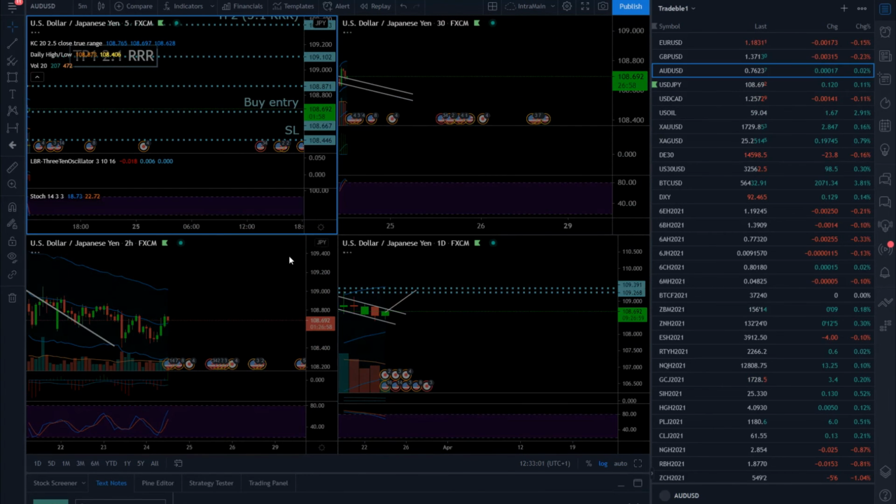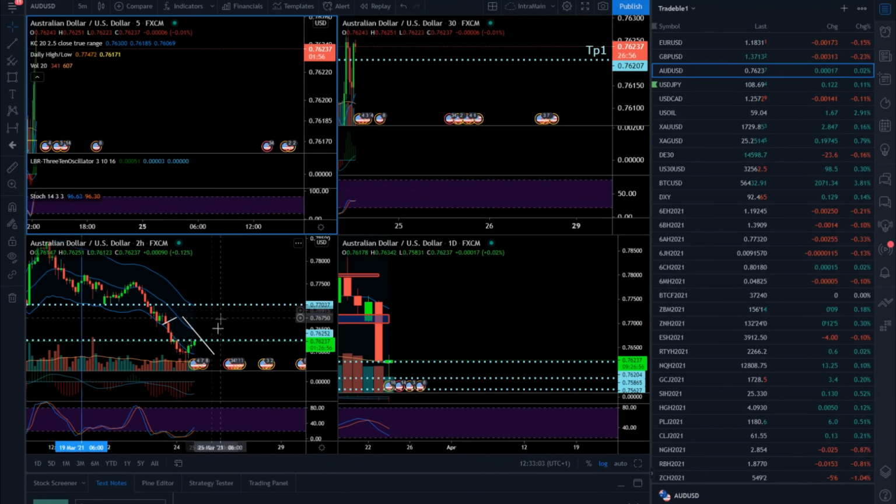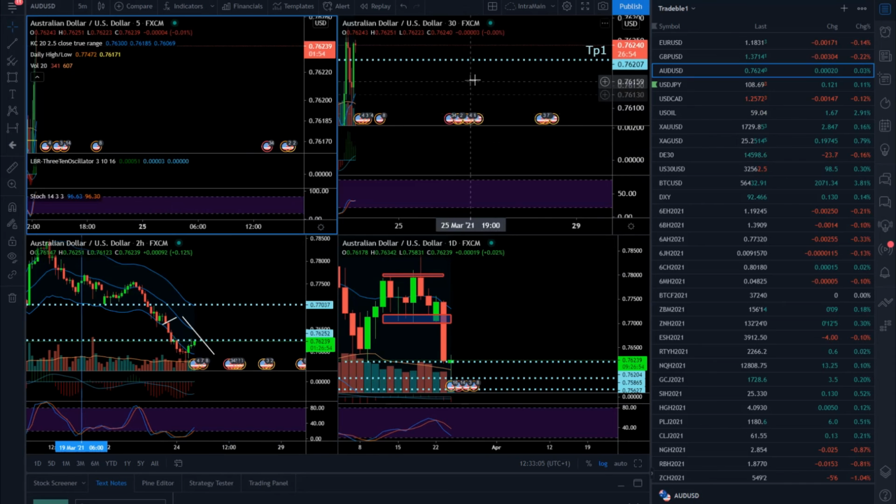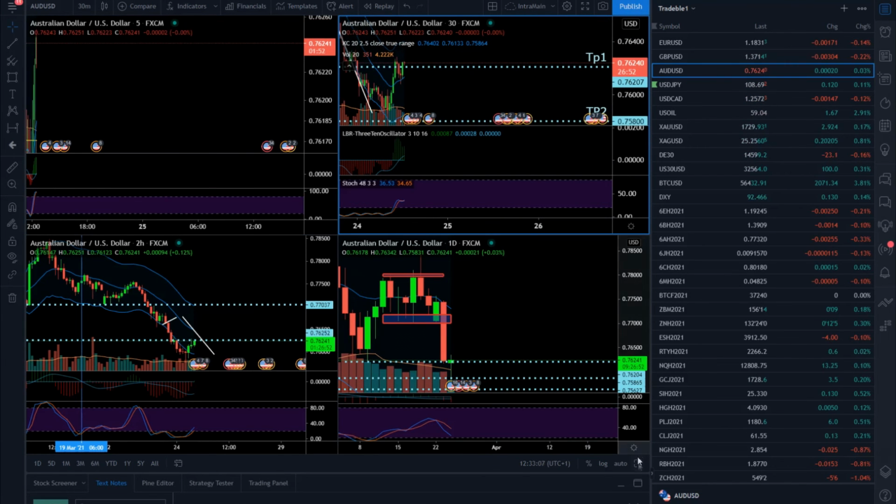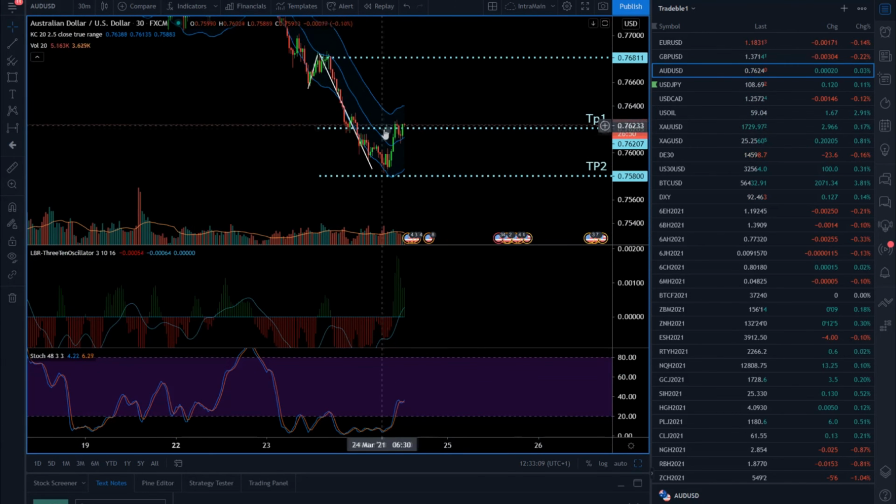Now, just to update you about that Australian dollar, where we spoke about this downside movement, the Australian dollar versus US dollar achieved both targets. We tested take profit 1 and take profit 2, and this was the trade for yesterday.